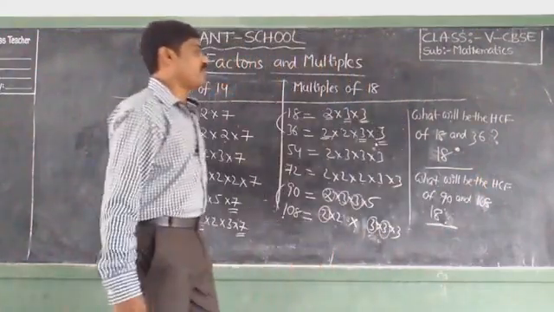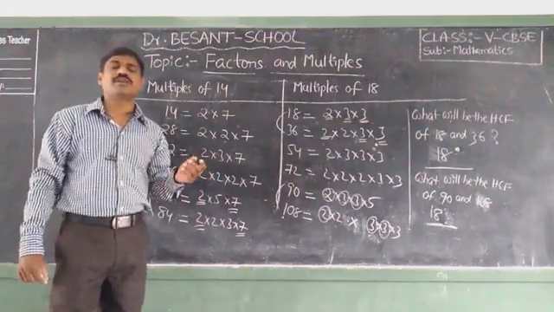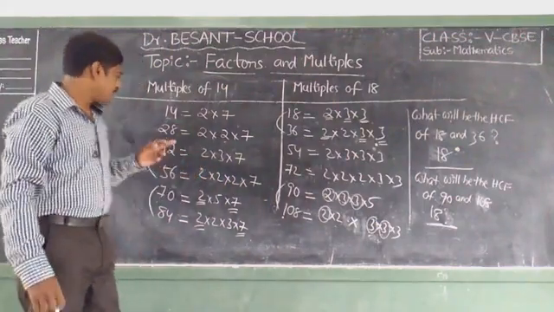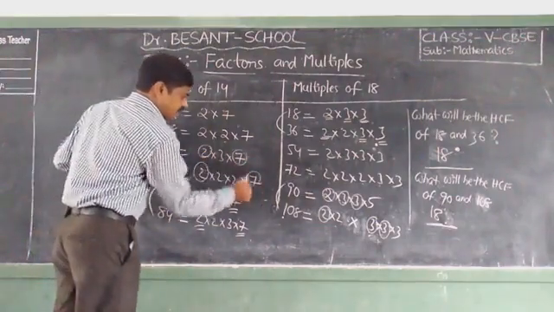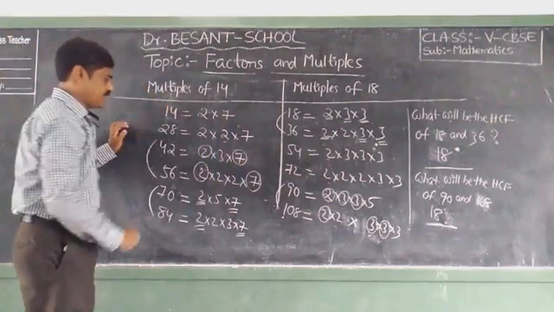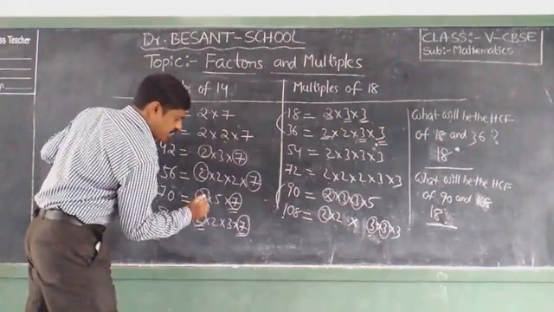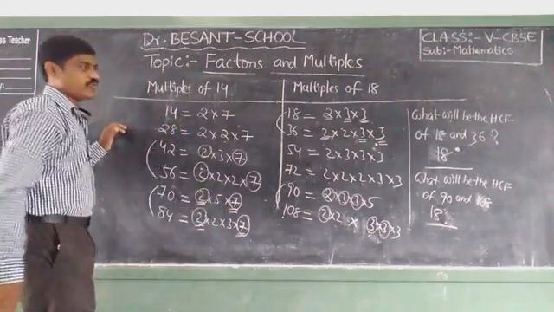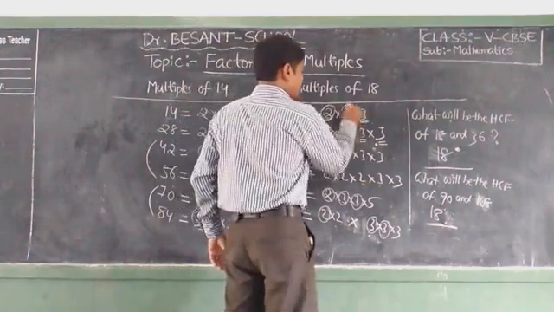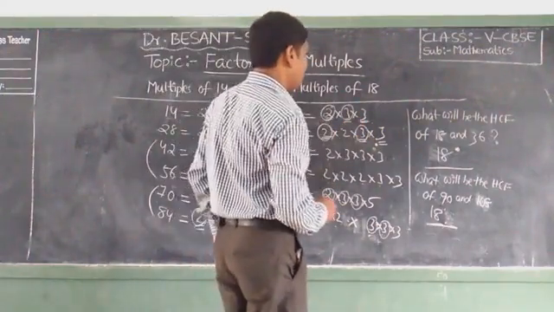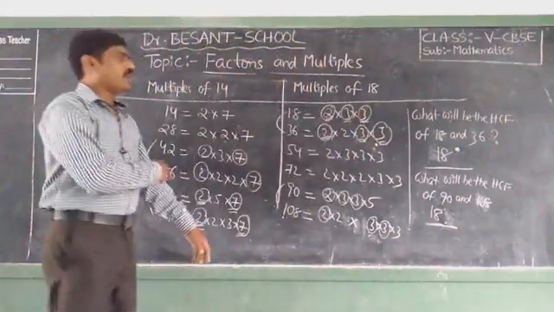So what will be the HCF of 18 and 36? 18. What will be the HCF of 90 and 108? Also 18. Okay, children. How to find out? Just see, this is 2 common factor, this is 7. Then you multiply. 2 sevens are 14. Here 2, next 1 three, and here 1 three. Multiply. 2 threes are 6, 6 threes are 18. Okay.